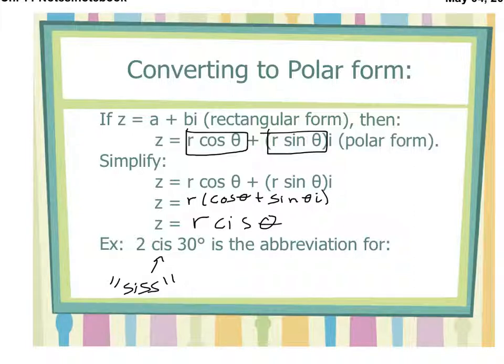So if you see 2 cis 30, if you wanted to write that out the long way, you could say 2 cosine of 30 plus 2 sine of 30 times i. That's its meaning. All right, so we go through a very typical sequence of events here to get r and theta from essentially x and y.